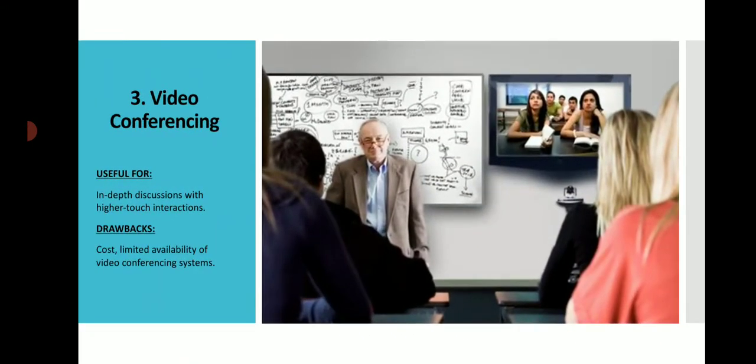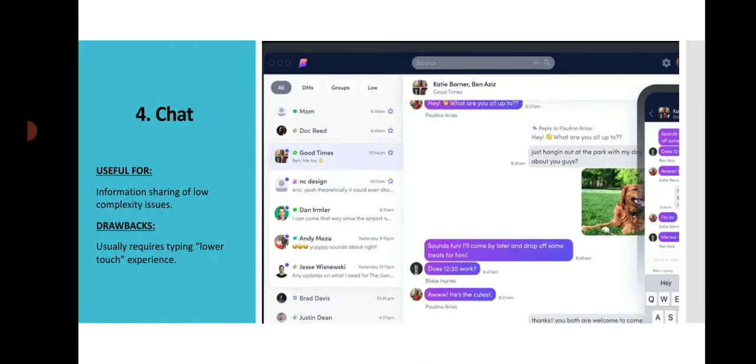Number 3, video conferencing. It is useful for in-depth discussions, with higher touch interactions. Drawbacks: cost, limited availability of video conferencing system. Number 4, chat. It is useful for information sharing of low complexity issues. Drawbacks: usually requires typing, lower touch experience. This is the common tool that we have right now.